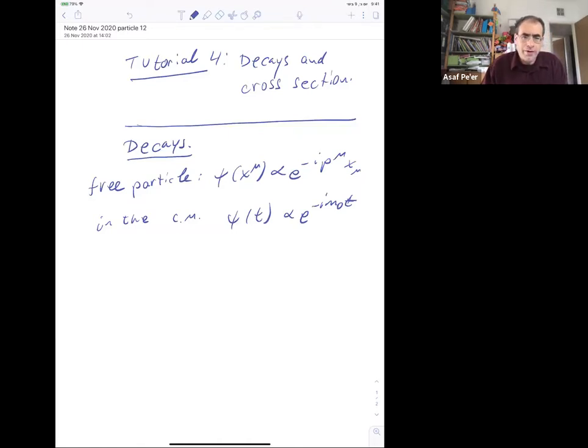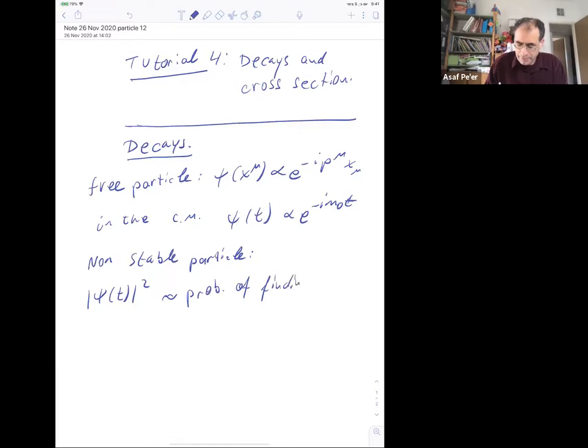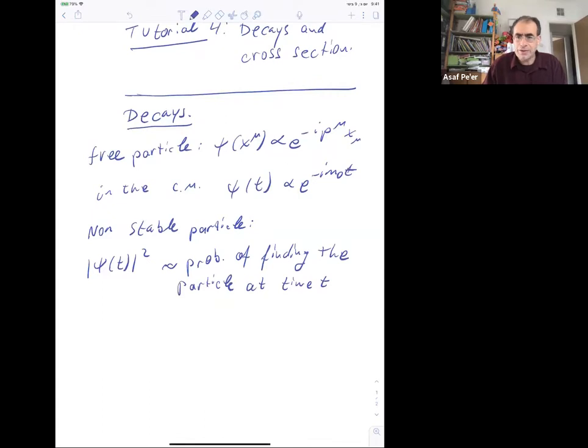Okay, so psi of t goes as e to the minus i m0 t. Now, if the particle is not stable, a non-stable particle, that means that we are really interested in the probability of finding the particle at time t. So this, psi of t squared, is associated with the probability of finding the particle at some time t. And of course, it vanishes when t goes to infinity.